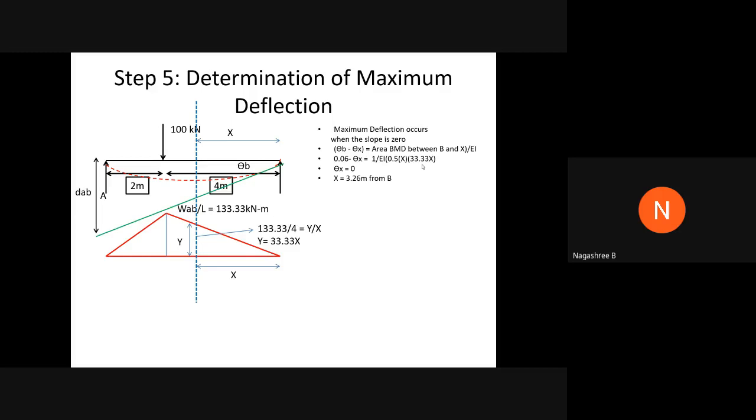You can also calculate from A; the same procedure will be followed. It is not necessary to calculate from B itself. But whether you calculate from A or from B, theta x will always be 0. Is this point clear to all of you?